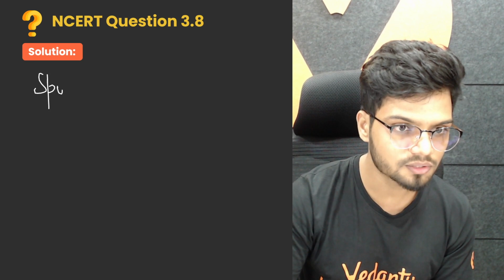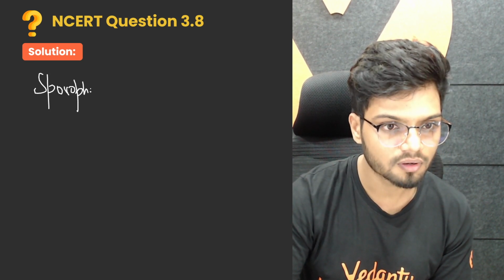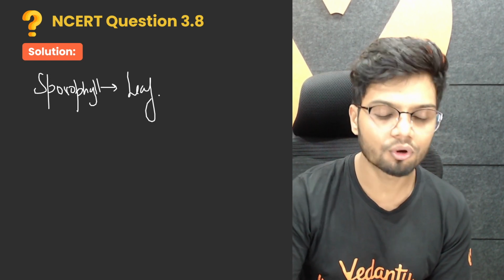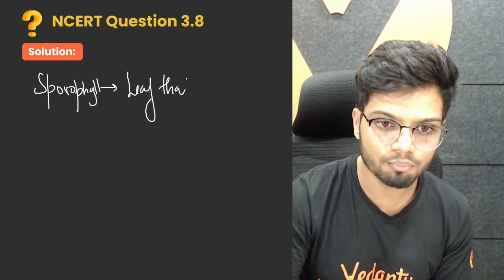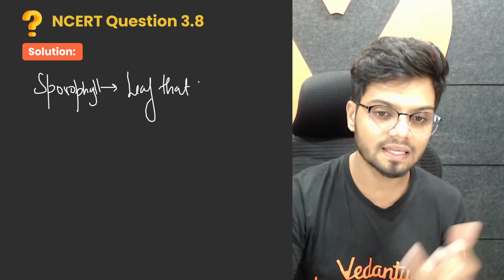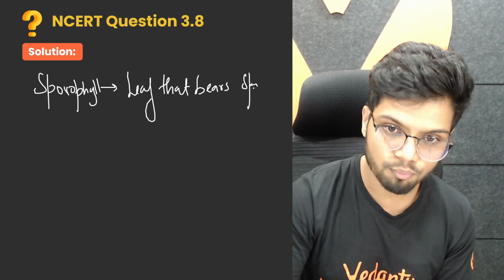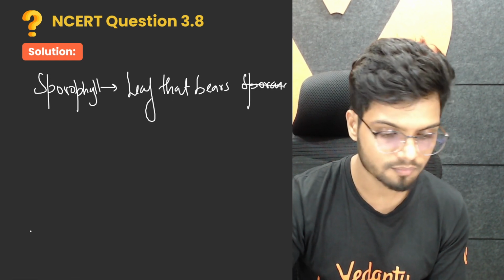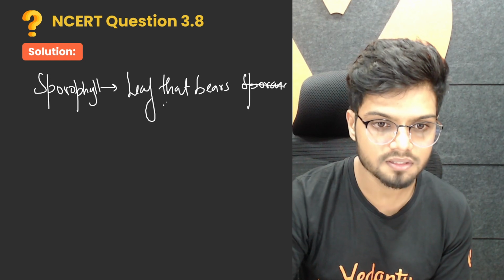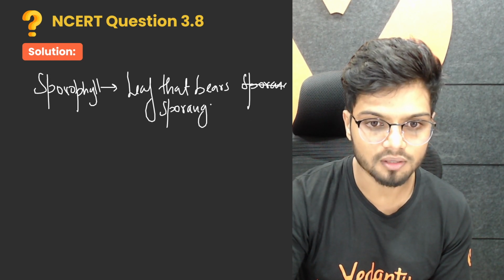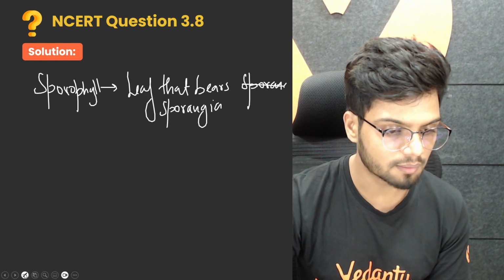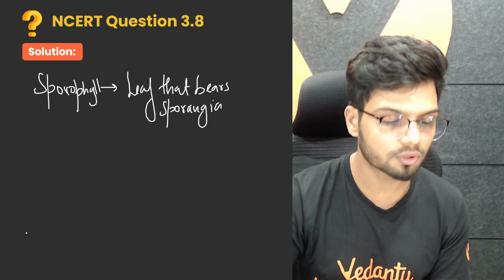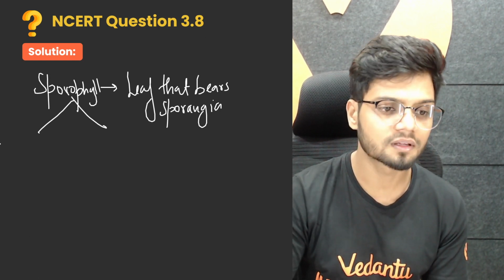Sporophyll. Sporophyll is a structure where? In your ferns, also known as pteridophytes. Now, sporophyll is a leaf that bears sporangia. Very important, please note down the definition. Let me write it down. Sporophyll is a leaf that bears sporangia. Clear?